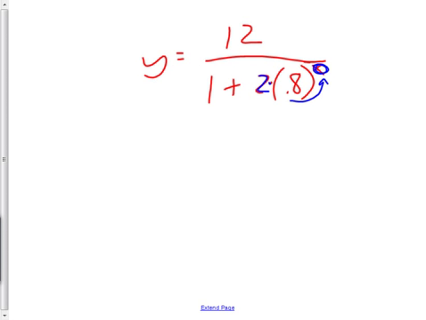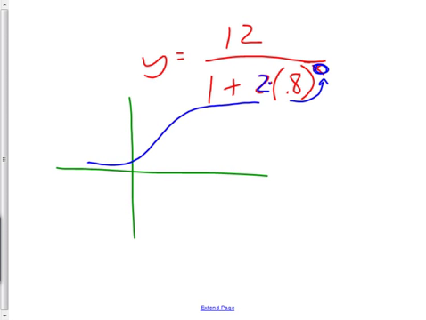Okay, and the next part is the horizontal asymptotes. Do you remember that this kind of graph looks like this? Another parent one of the 12 functions you're supposed to know from precalc. This is the logistic function.